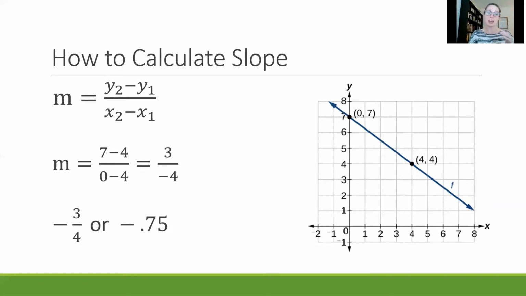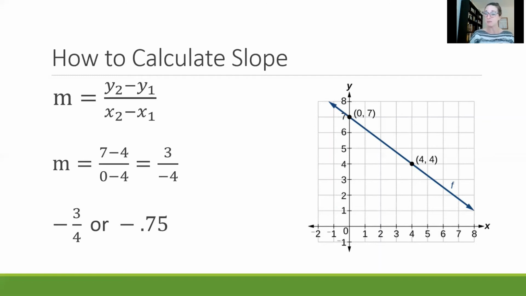For the bottom line, x2 minus x1, I'm going to go again to my x2, which remember, keep it the same as the one that you had in the y2. So it's the 0, 7. So I'll take the 0 and subtract the x1 from it, which is 4. So I have 0 minus 4. So 7 minus 4 is 3 and 0 minus 4 is negative 4. So that means that my slope for this line is negative 3/4, or if we wanted to change it to a decimal, we could say negative 0.75.